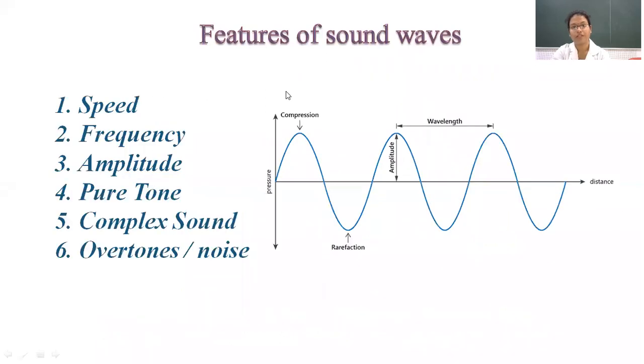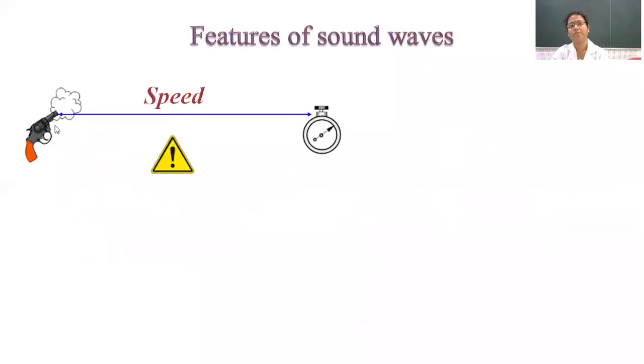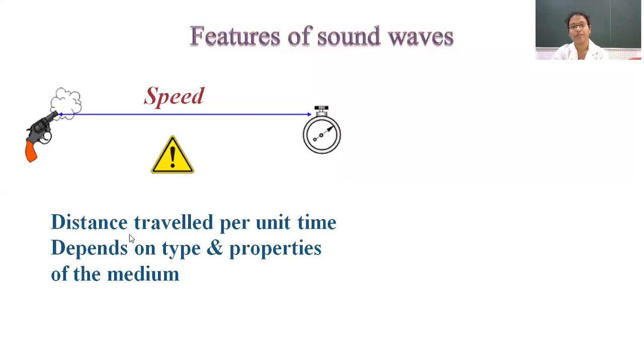Other features of sound waves are speed, frequency, amplitude, pure tone, complex sound, overtones, and noise. Now let us see what speed is. For example, here there is a person firing a gunshot, and there is another person with a watch. The moment he shoots, he records the time, and when he hears it, he notes the distance. So speed is the distance traveled per unit time by the sound wave.